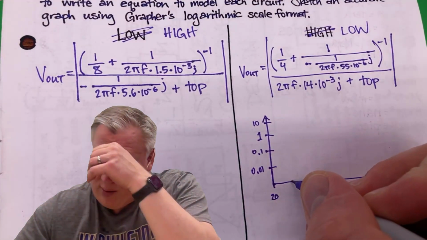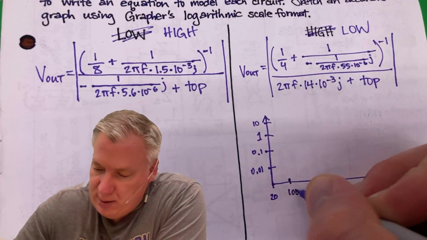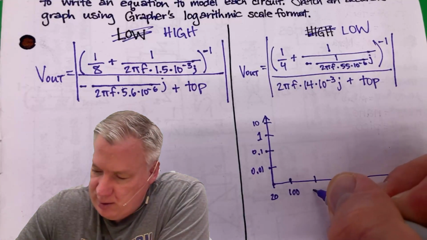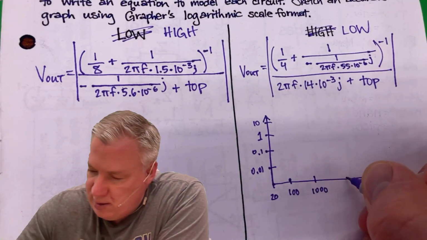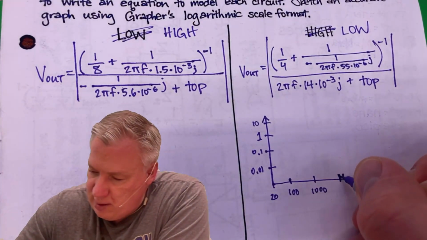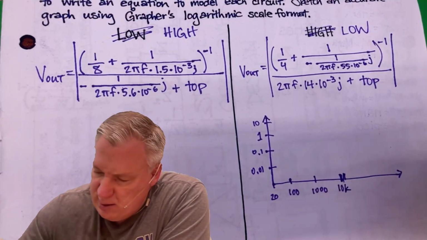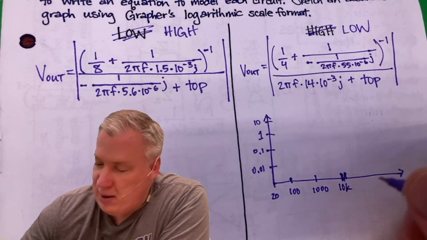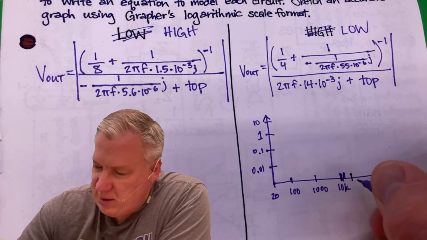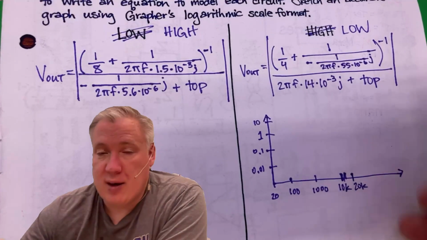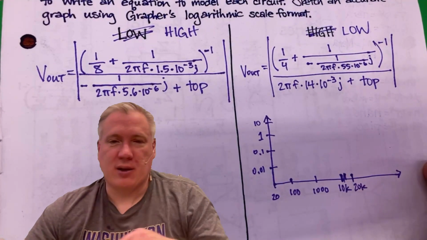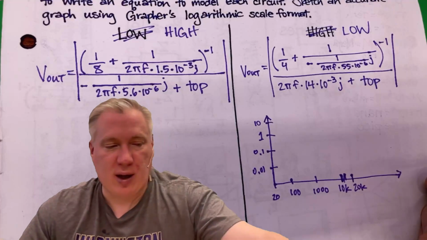And then I would mark where 100, 1,000. Oops, sorry, and then now 10,000. Where those should be, and then 20,000 is going to be pretty close here. 20K is where we end our graph. So we don't actually need it to go that far, just to 20K.